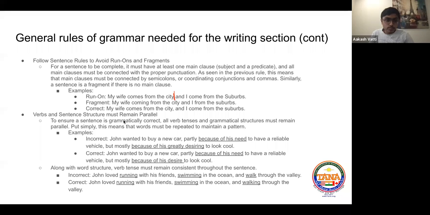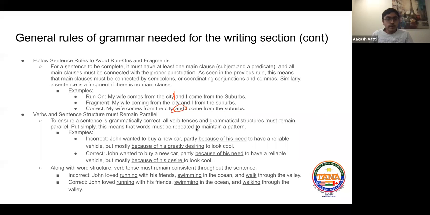The correct version of this: my wife comes from the city, comma, and I come from the suburbs. This is correct because the comma here, as well as the conjunction here, make this sentence grammatically correct because they combine the two different clauses. Without either of them, this sentence would be incorrect.